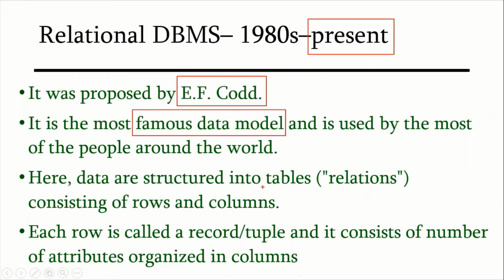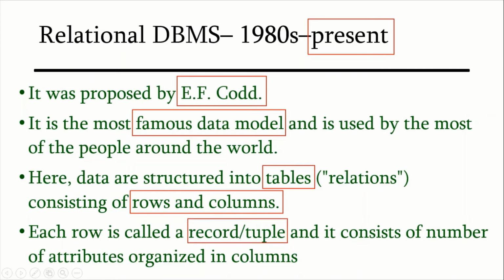Here data are structured into tables. It is important here: in RDBMS, data is structured into tables. We all know what a table means, right? A table has a number of rows and columns, and here we use a particular jargon, record and tuple. Each row is called a record and each column is an attribute. A record or tuple means a row.